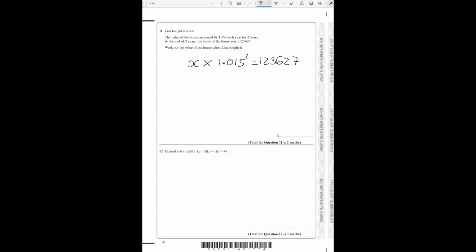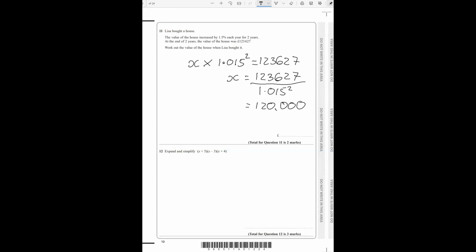So now, a bit of rearranging. It's multiplied, so we have to divide. Luckily, we can use our calculators. Let's just divide by 1.015 squared, which gives us 120,000, which is kind of a sensible figure.